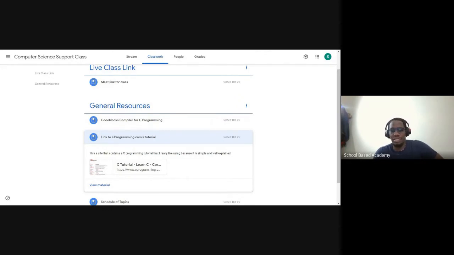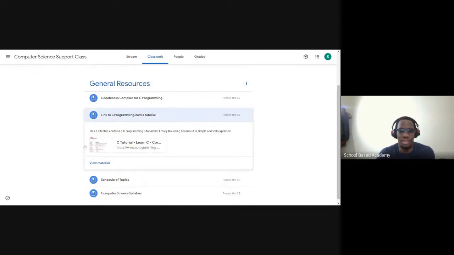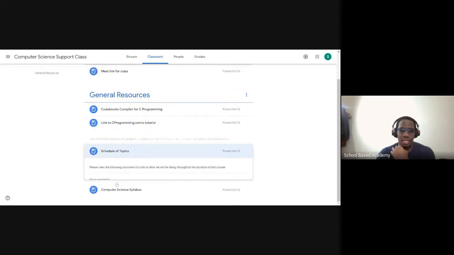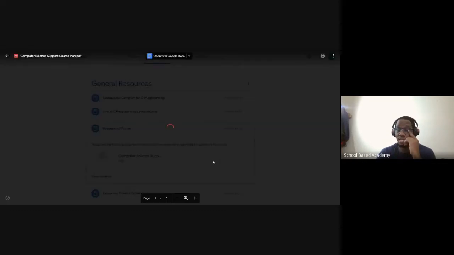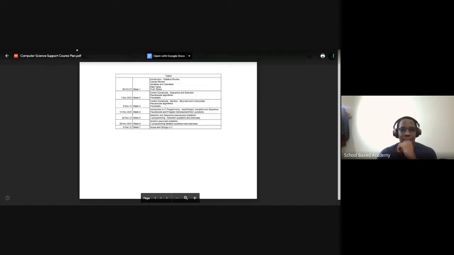At some point in this course as well, we're going to do some simultaneous learning of C programming and learning flowcharts and pseudocode because of the short time frame that we have, but hopefully we can get in something that's really useful. So we have the schedule of topics. This is the hope in terms of what we're going to cover.